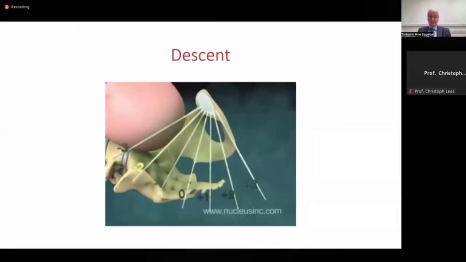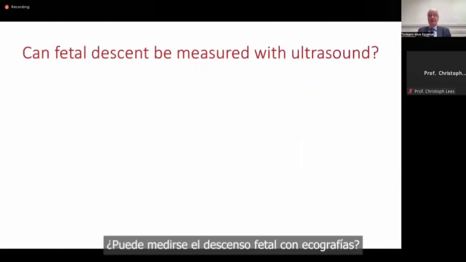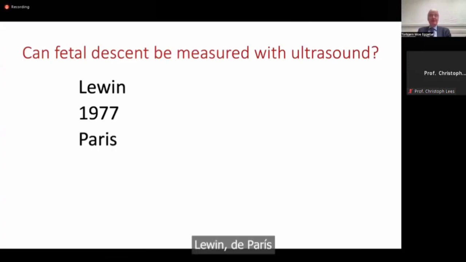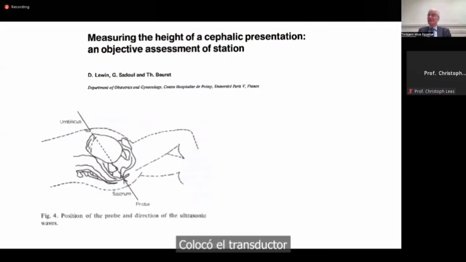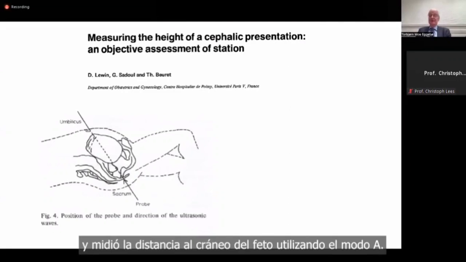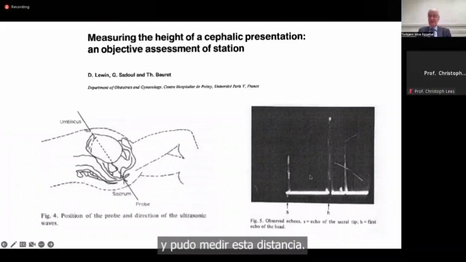Fetal descent. Can fetal descent be measured with ultrasound? Levine from Paris had already 45 years ago a brilliant idea. He placed the ultrasound transducer on the sacrum and measured the distance to the fetal skull using A mode. Here is a signal on the sacrum, and here's the signal on the fetal head. And he could measure this distance.